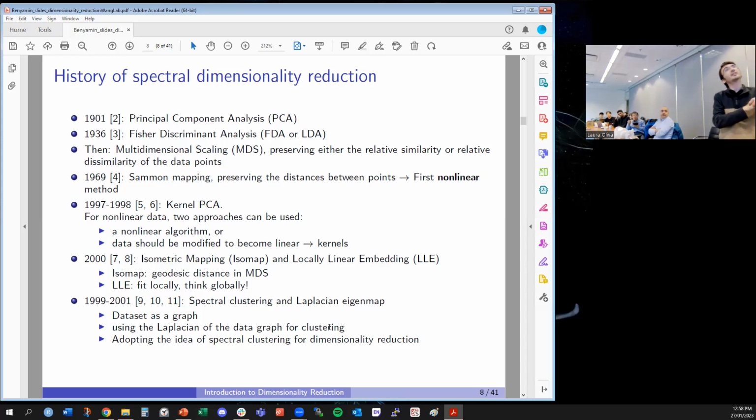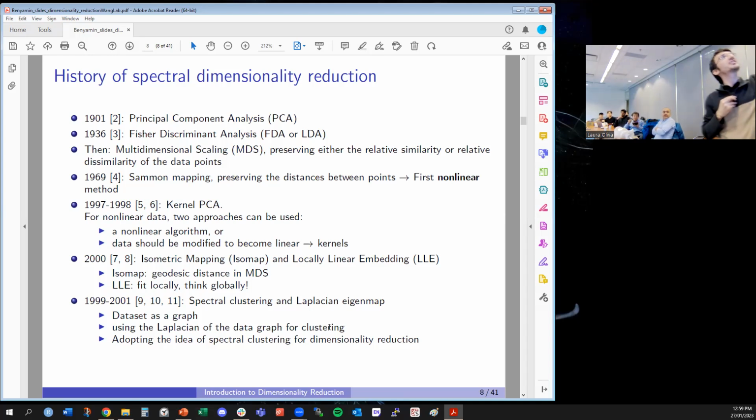Then multidimensional scaling was proposed in that area at that time, where it says let's try to preserve either the relative similarity or the relative distances between the data points. Initially, it was a linear approach, but afterwards, in 1969, someone named Sammon proposed a method which was a special case of multidimensional scaling, and we call it now Sammon mapping. You can see that as the first nonlinear method for dimensionality reduction. He tried to preserve the distances between the points, and that was the first nonlinear method.